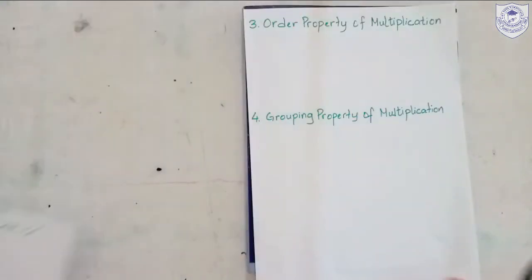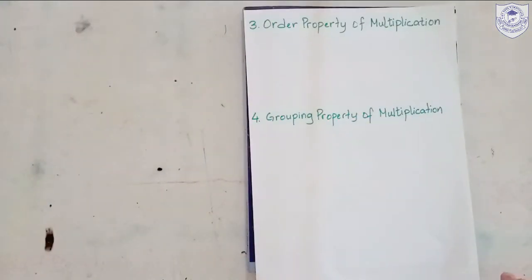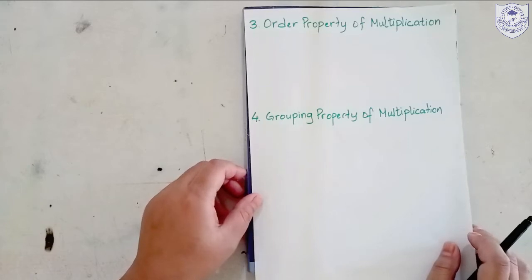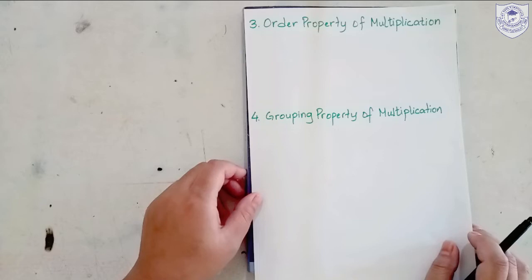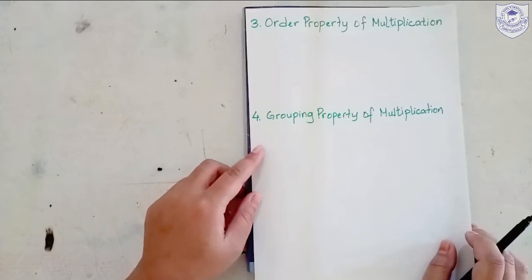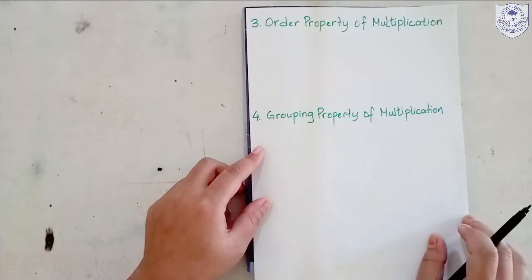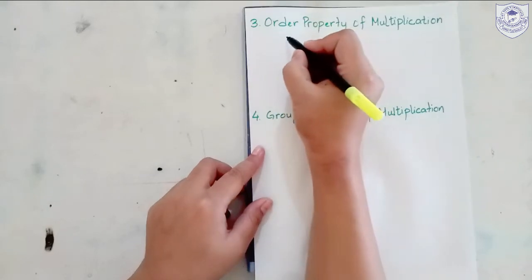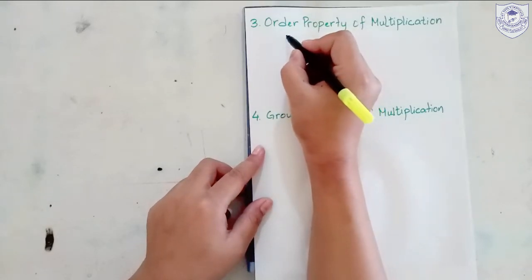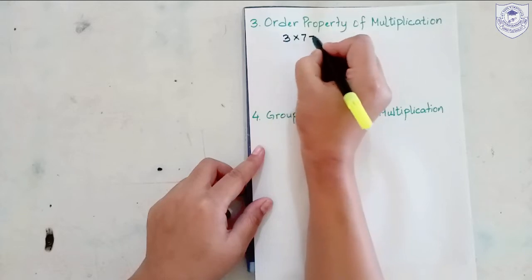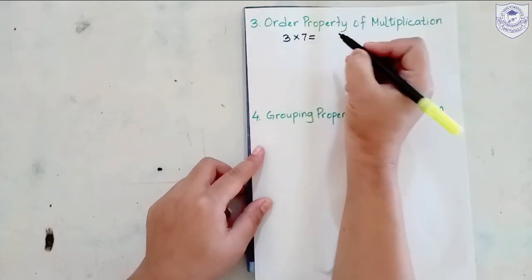Okay, now let's move on to the third property, that is the order property of multiplication. The product of two numbers remains the same even if they are multiplied in any order. Okay, if they are multiplied in any order, the product will not change. Let me show you an example. Here we have 3 into 7. 3 times 7 are how much?